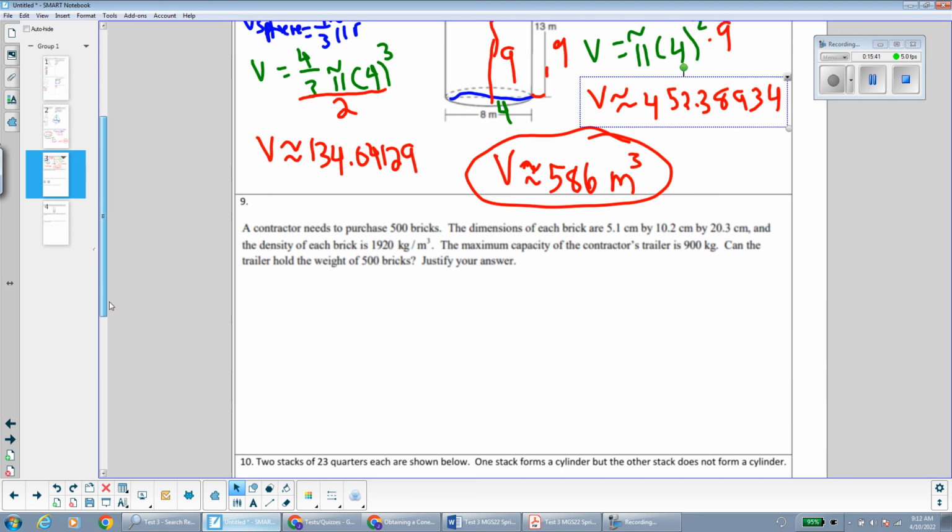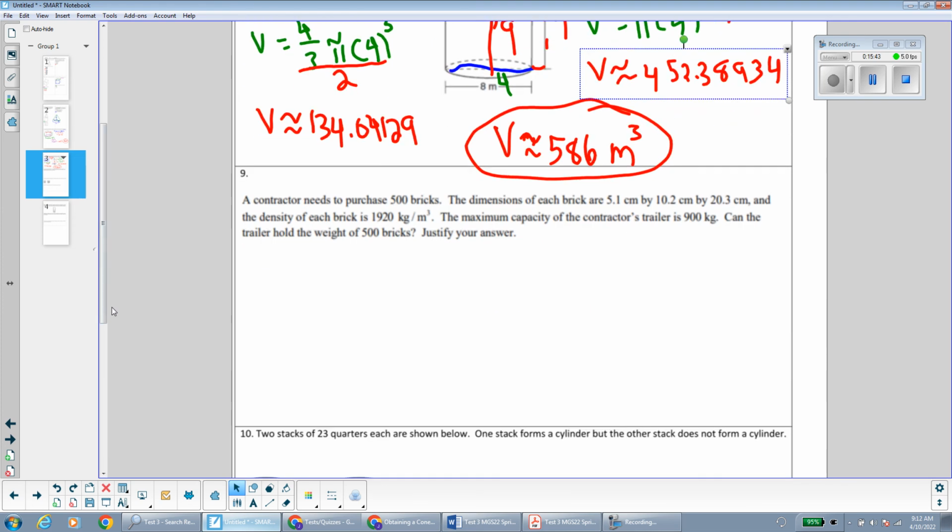For question number 9, a contractor needs to purchase 500 bricks. The dimensions of each brick are 5.1 by 10.2 by 20.3, and the density of each brick is 1,920 kilograms per meter cubed. The maximum capacity of the contractor's trailer is 900 kilograms. Can the trailer hold the weight of 500 bricks? Justify your answer. So you can't just write yes or no. You actually had to show work to show why you got the answer that you got.